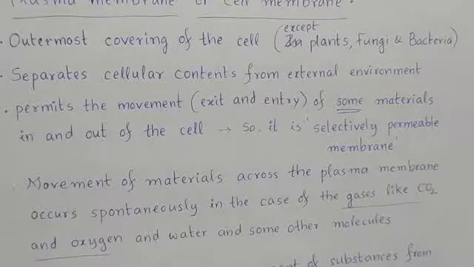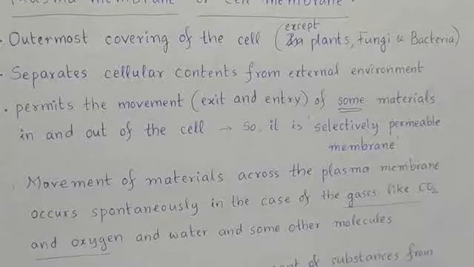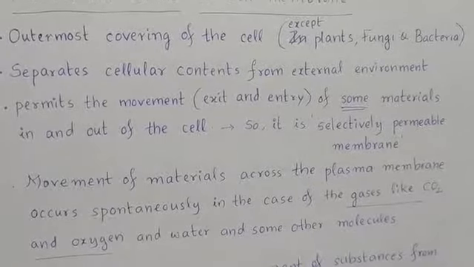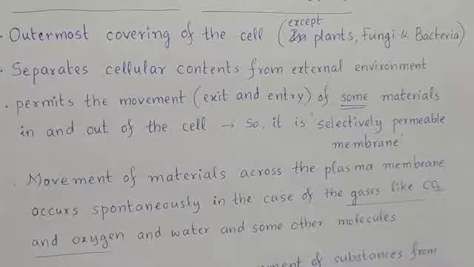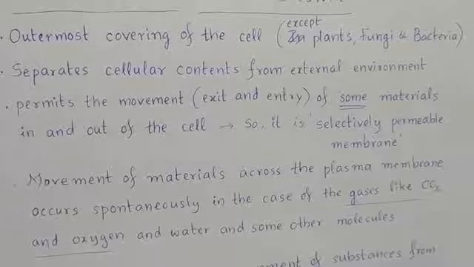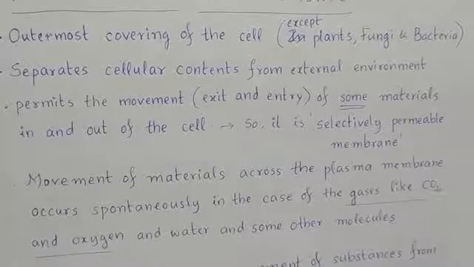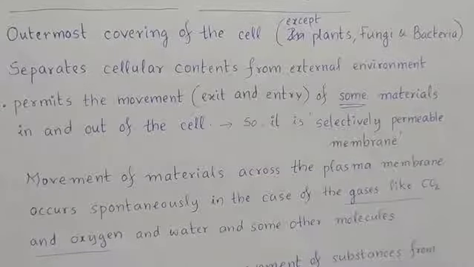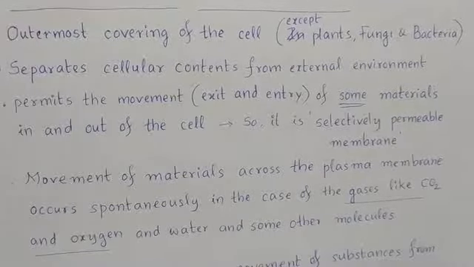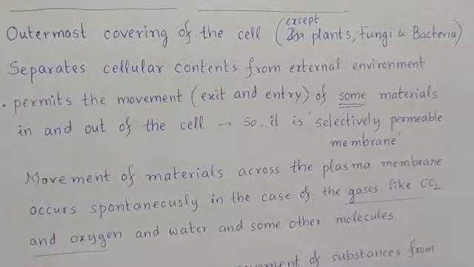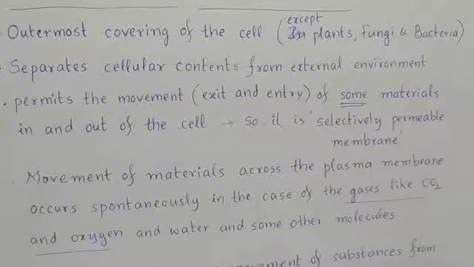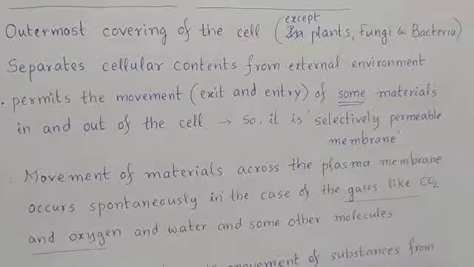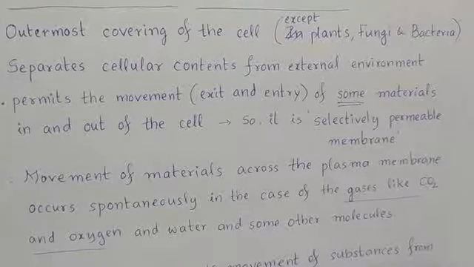Plasma membrane permits the movement of some materials. Movement means entering inside the cell and exiting from the cell. So exit and entry of some materials across the plasma membrane occurs. Here it is written only some materials, underlined. It means only some materials are able to move inside the cell or from the cell to its outside.